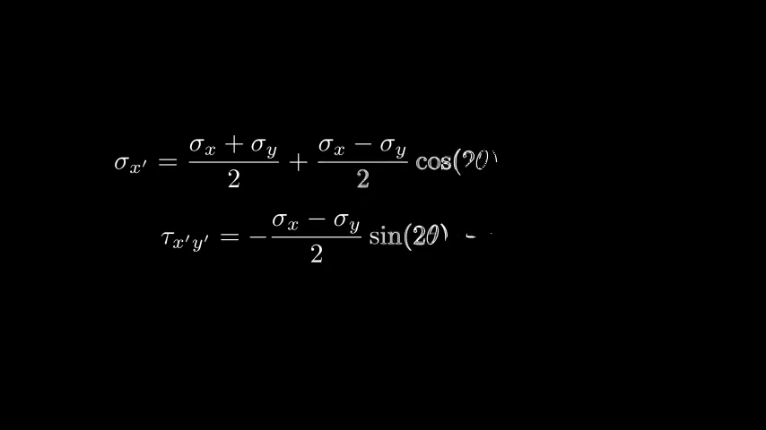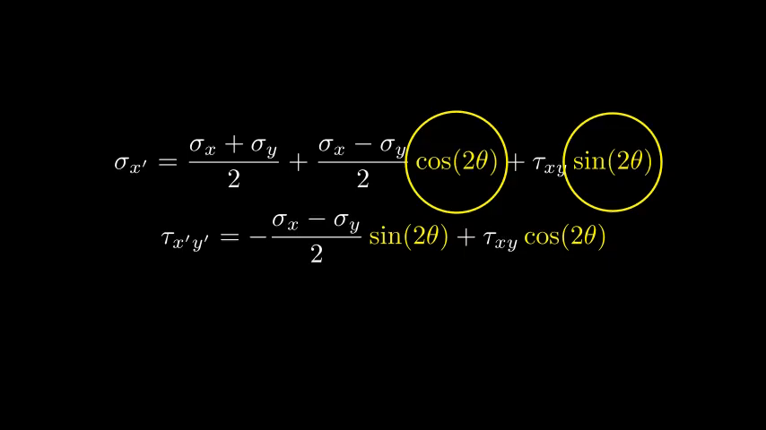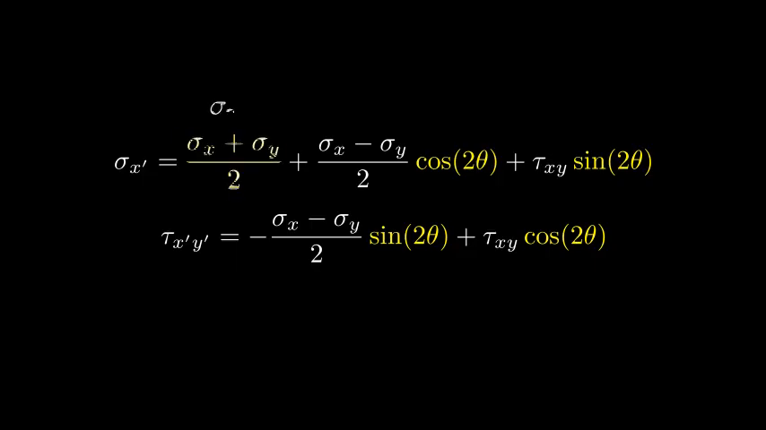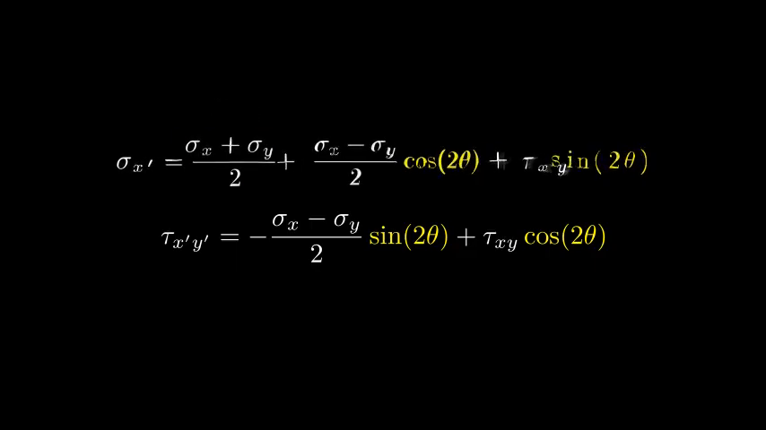To find these new stresses, engineers use a set of transformation equations, and they look pretty intimidating. Remembering these is a pain, but hidden inside this dense algebra is a beautiful piece of geometry. Notice how cosine 2 theta and sine 2 theta show up. Let's see if we can uncover that circle.